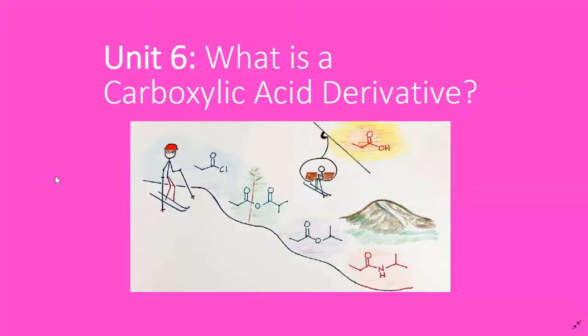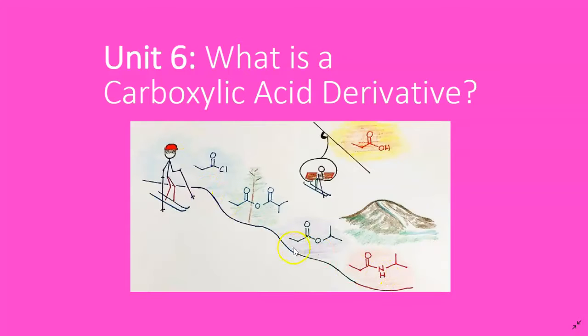Hi everyone. This video starts Unit 6, which is carboxylic acid derivatives. In this first video, I simply want to show you examples of the four main types of carboxylic acid derivatives. They're shown here, going down the ski slope: acid chloride, acid anhydride, ester, and amide.